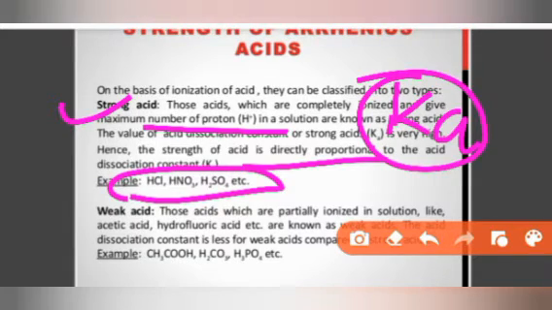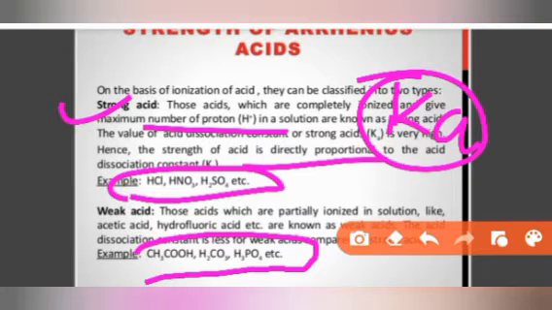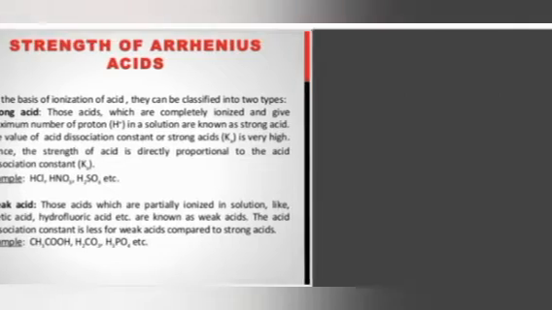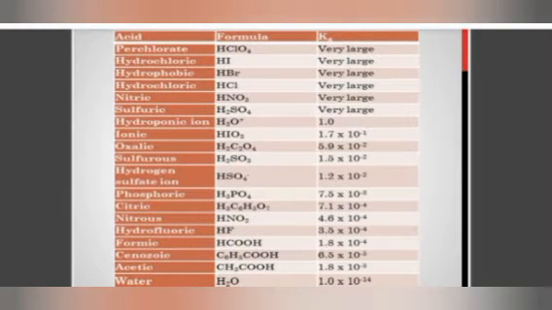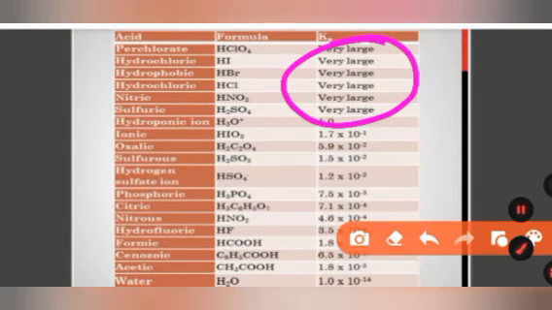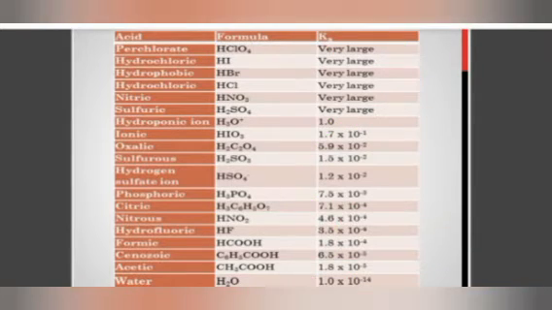Weak acids are those acids which are partially ionized in solution, like acetic acid, hydrofluoric acid, hydrocyanic acid. These dissociate very little and have a low dissociation constant value. Acetic acid, propionic acid, and phosphoric acid are examples. Now similarly, there are some examples, so just take a screenshot. The higher the dissociation constant value, the stronger the acid. These are medium and these are the lowest, the weakest.